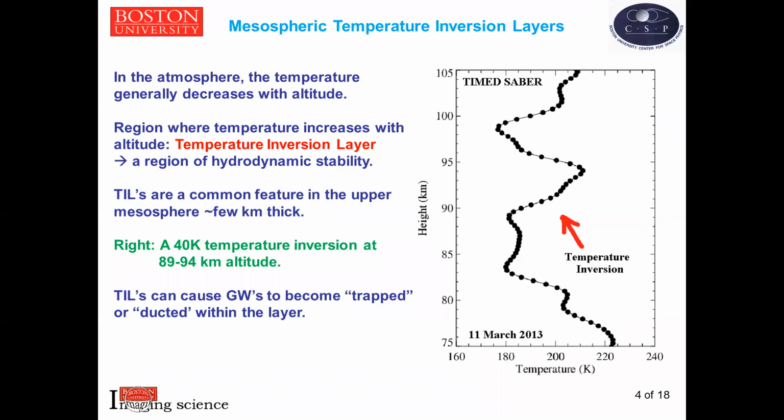Now, in the atmosphere, temperature generally decreases with altitude. Any region where the temperature increases with altitude is called a temperature inversion layer, and that's usually a region of hydrodynamic stability. Inversion layers are a common feature in the upper mesosphere, and they're usually a few kilometers thick. You can see at the right there, this is a SABER measurement showing an inversion layer between 90 and 94 kilometers. It's a 40 Kelvin inversion. These layers tend to cause gravity waves to become trapped or ducted within the layer.